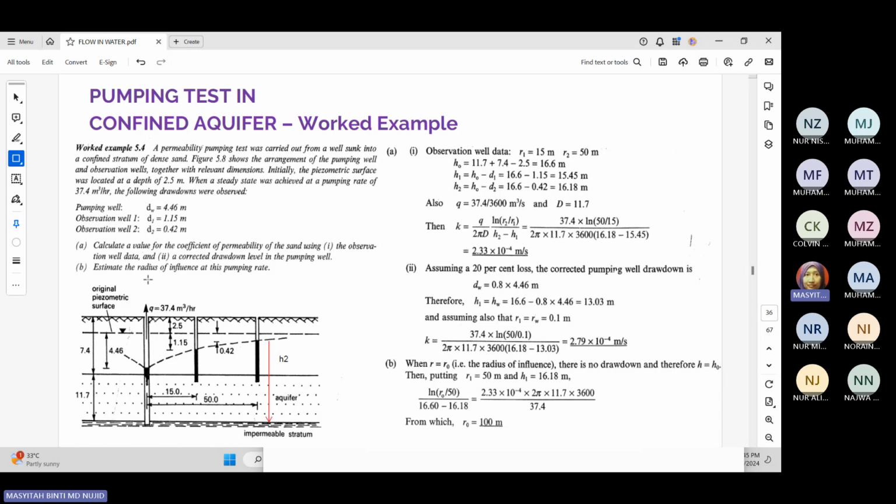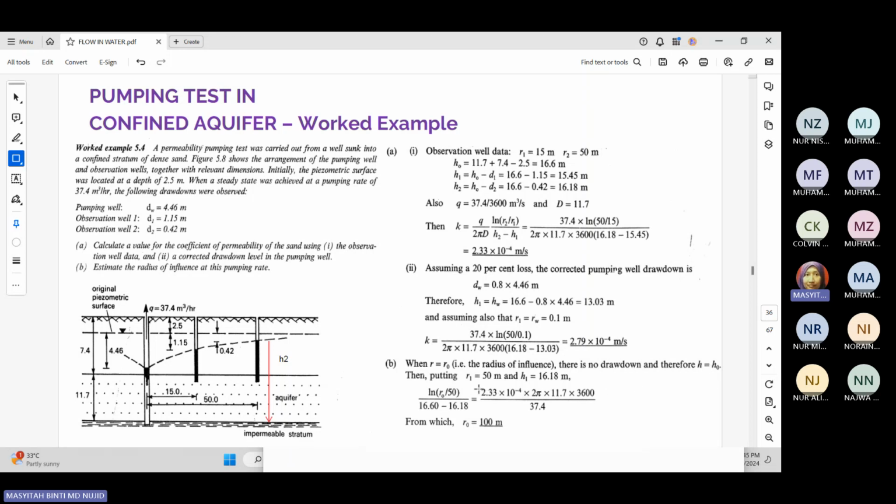Okay, the next question: estimate the radius of influence at this pumping rate. Apa maksud dia kat sini? The radius of influence means that if we assume our R is R0, where there is no drawdown, then H will be equal to H0.